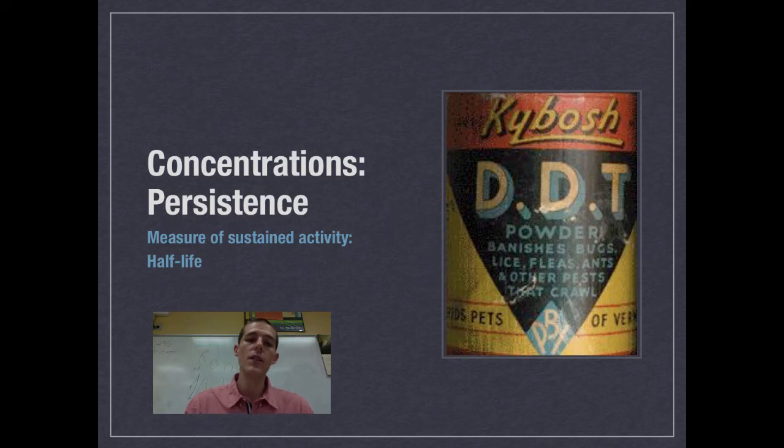So all of those things that I just went through, the route of exposure, the solubility, biomagnification, and persistence, will help to determine how much of a chemical a person is exposed to and how long it hangs out in their bodies. And that's it.